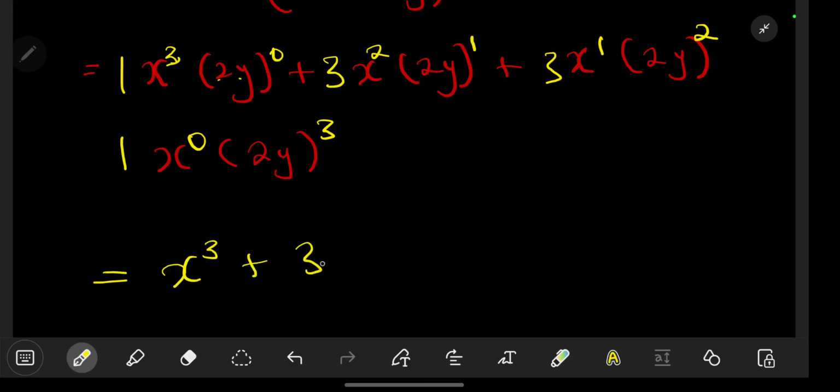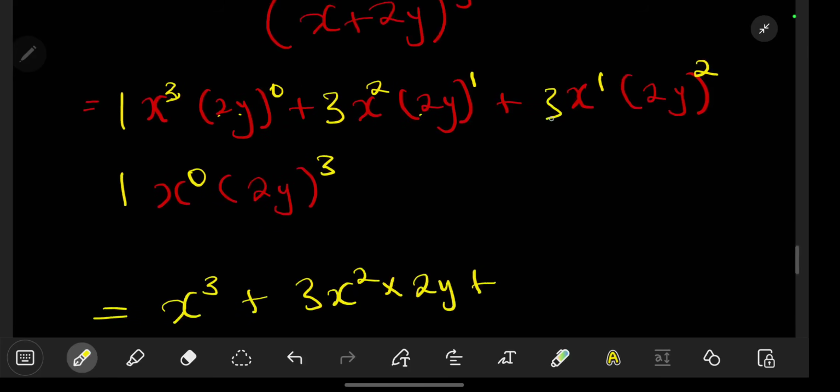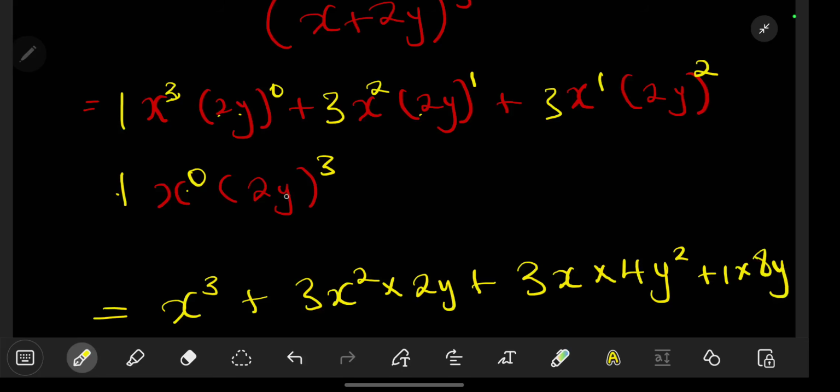Then we have plus 3x squared. Then (2y) to the power 1 doesn't change anything, so we have times 2y. Plus we have 3x, and 2 to the power 2 will be 4, y to the power 2 will be y squared. Then we have plus x to the power 0, that's 1, so we have 1, then 2 to the power 3 will be 8, y to the power 3 will be y to the power of 3.